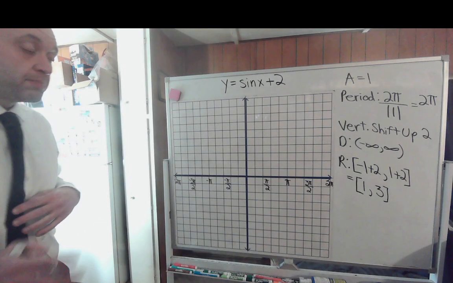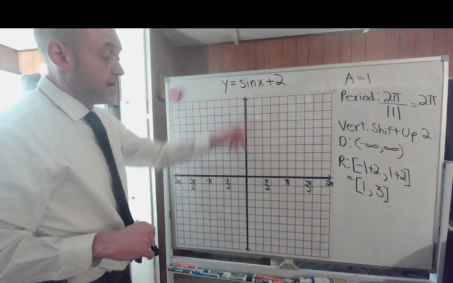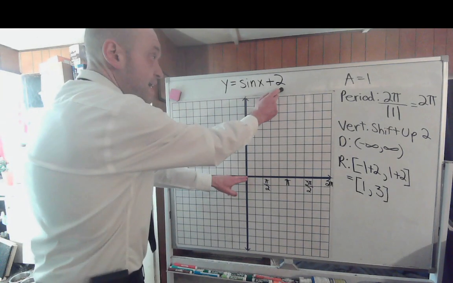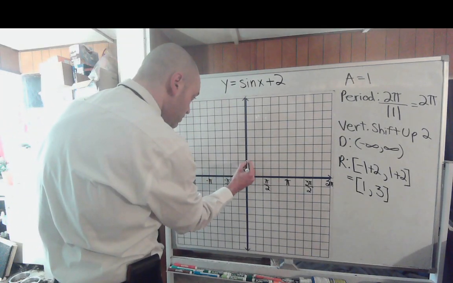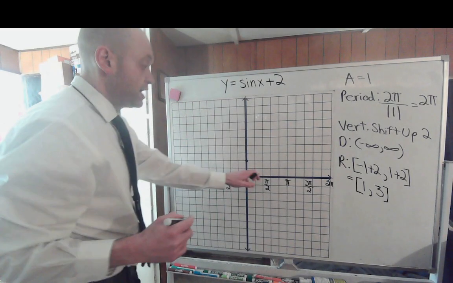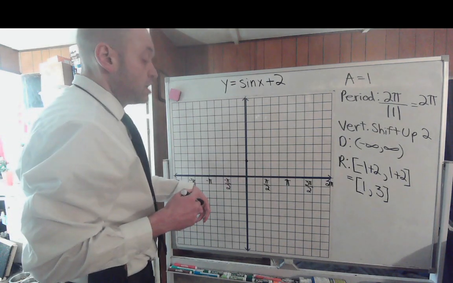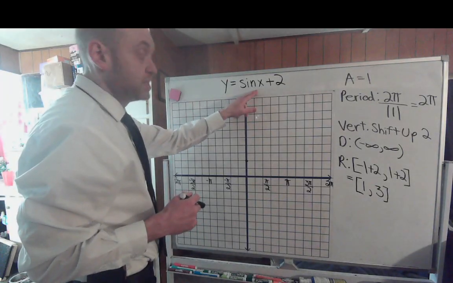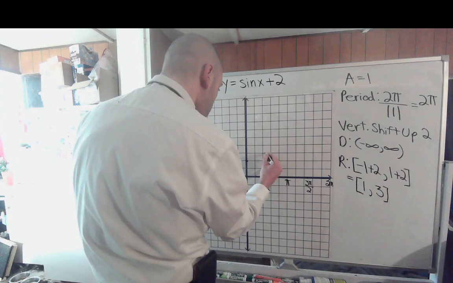Now, let's start at 0. So what's the sine of 0? It's normally 0, but we've got to add 2. So it's actually going to be at the coordinate 0, 2. All right, now let's look at pi over 2. What's the sine of pi over 2? Well, it's normally 1, but then you've got to add 2 to that. It's actually going to end up being at the coordinate pi over 2, 3.